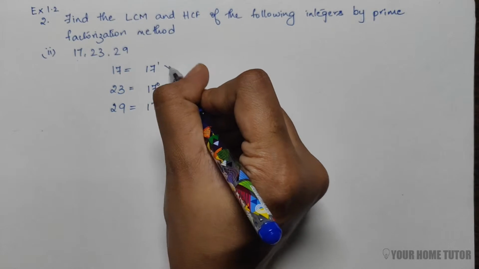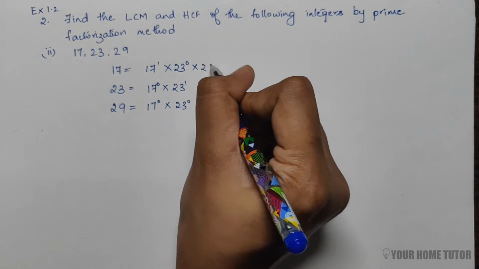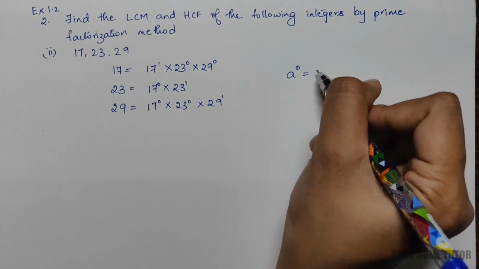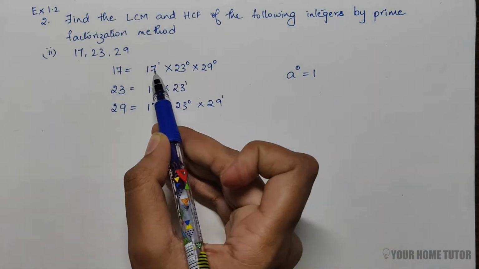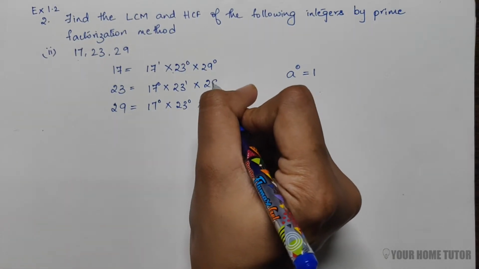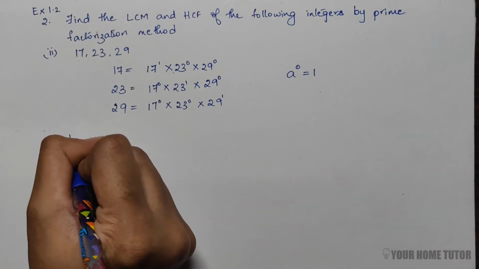Similarly, here I will write the numbers 23 power 0 into 29 power 0, because any number raised to power 0 is equal to 1. So it's nothing but 17 into 1 into 1. Similarly, I will write 29 power 0.